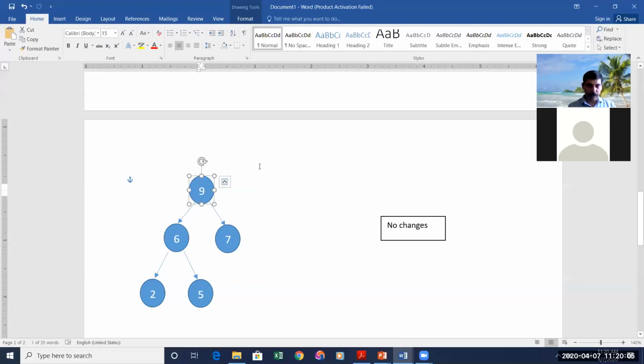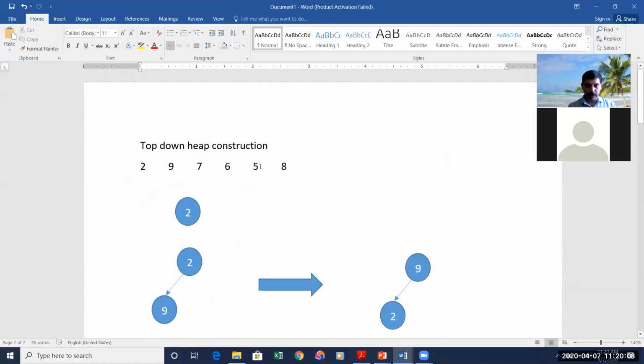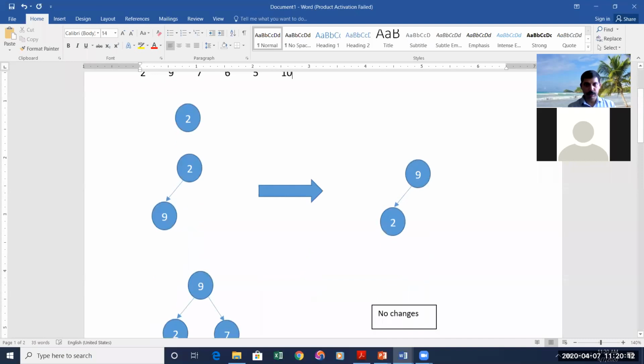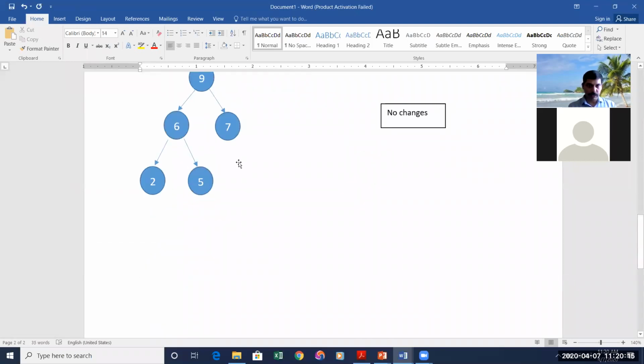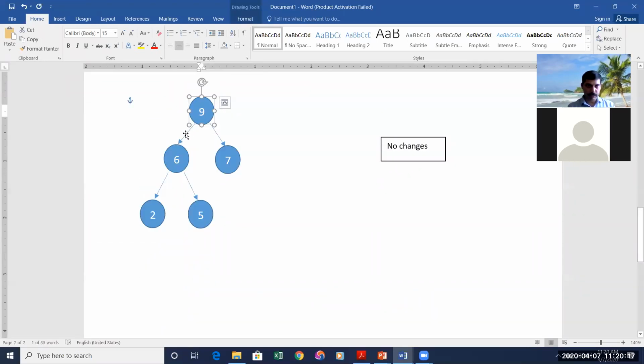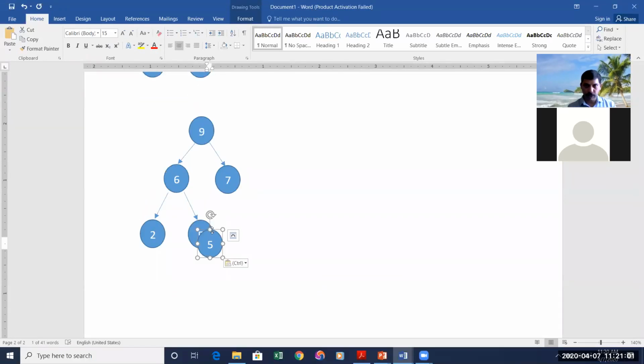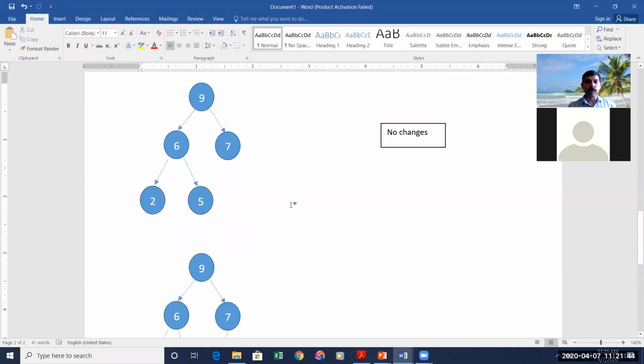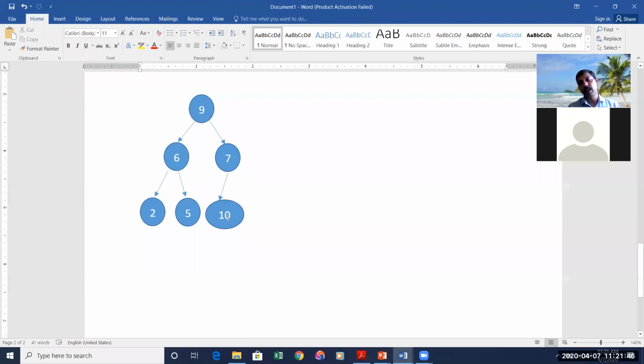What next? There is one element left. So I'll take some different element. I will take 10. I have to add 10 for this. So what about 10? 10 has to be put to the last leaf position. Which is the last leaf position? Last leaf position is the left of 7. So left of 7 is the last leaf position. 10 has come to the last leaf position.